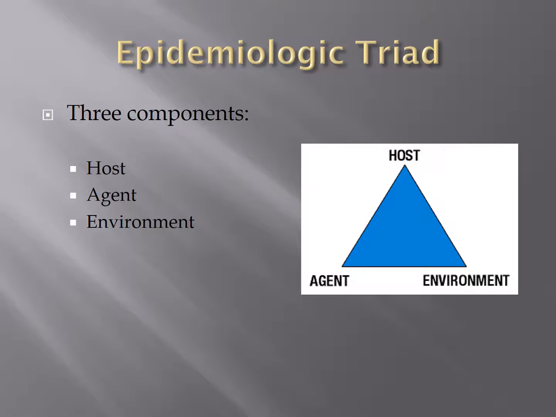A change in one or more of the elements in the triangle can influence the occurrence of disease by increasing or decreasing a person's risk for that disease. Please refer to page 7 of your ATI text for more information on this topic. It's important for you to know and understand the components of the epidemiologic triad.